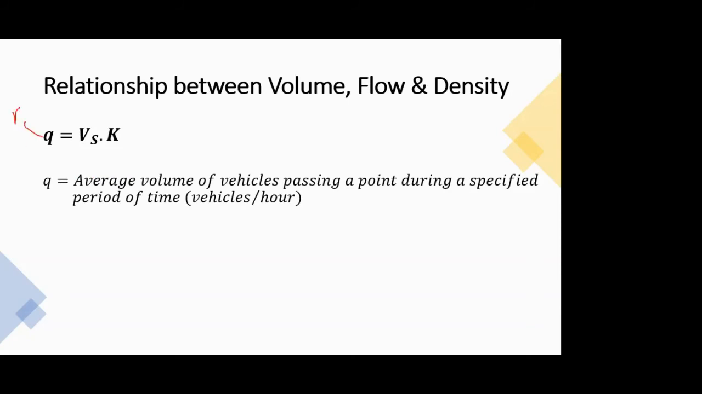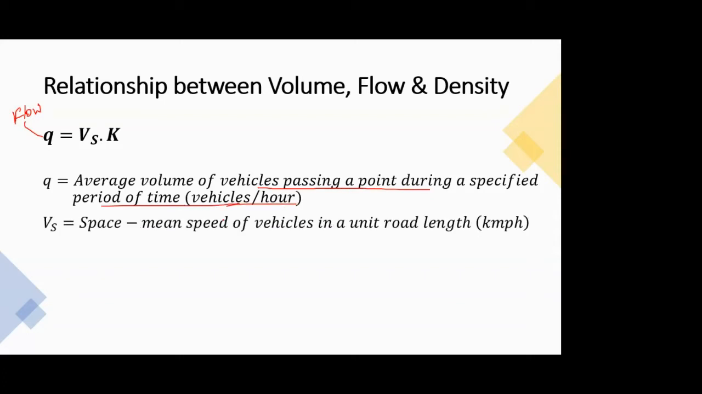Okay, so this is the flow value, and if you see, I have written average volume of vehicles passing a point during a specified period of time. Okay, so the number of vehicles passing a point during a specified period of time, that is nothing but your flow value. Vs is nothing but the speed, and particularly this is the space mean speed.